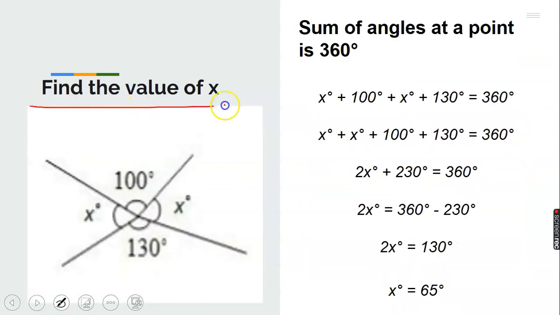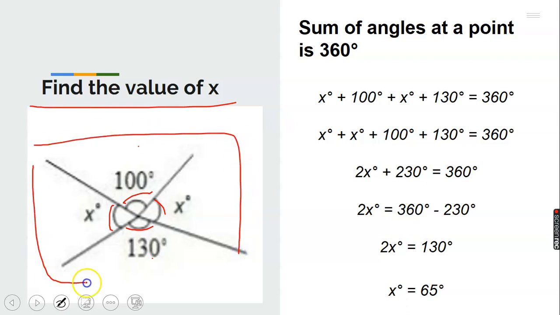Now, find the value of X. You can see this one, only this side and this side are equal. You can see here is 100, here is 130. This one and this one, they are not equal. So we can say these two, they are vertically opposite. But we can use the property of angles meeting at a point to solve for X.